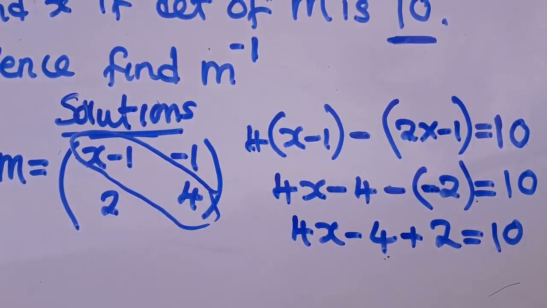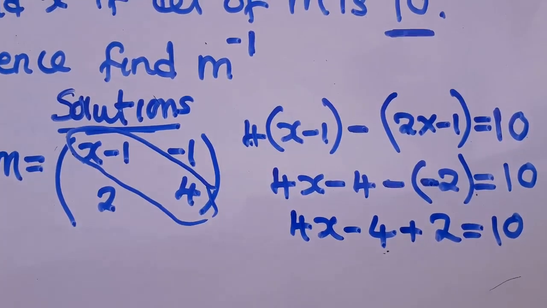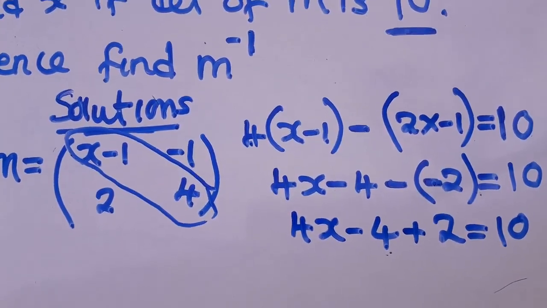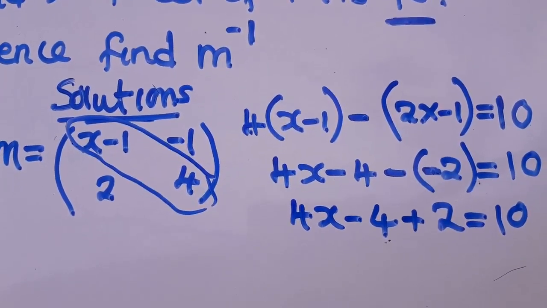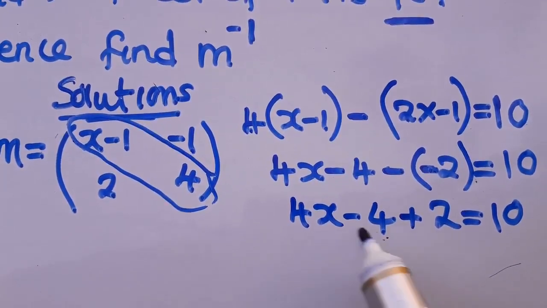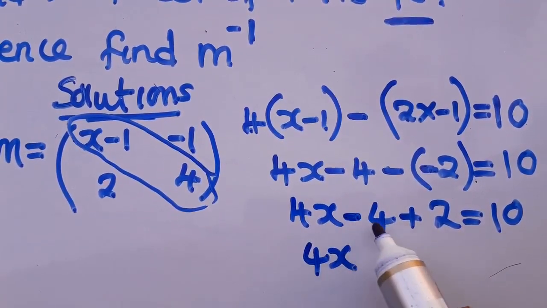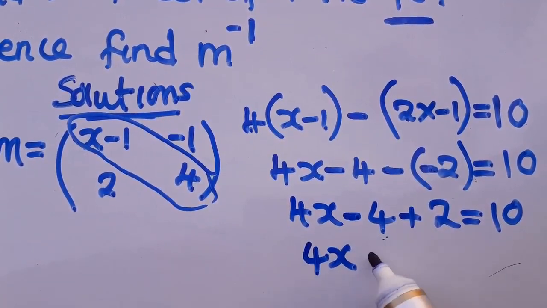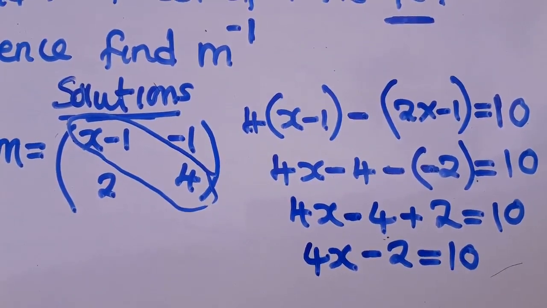So these are the simple procedures that you need to do. These are steps that you need to put into consideration. So let's make sure that we follow these. We understand each and every step. You work out this. This is 4x. What is negative 4 plus 2? It is negative 2. Have you seen? Which is equal to 10.